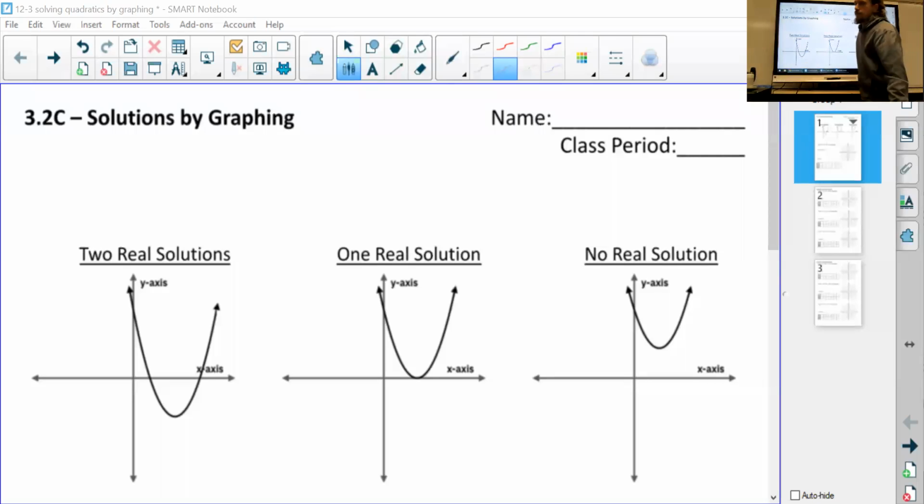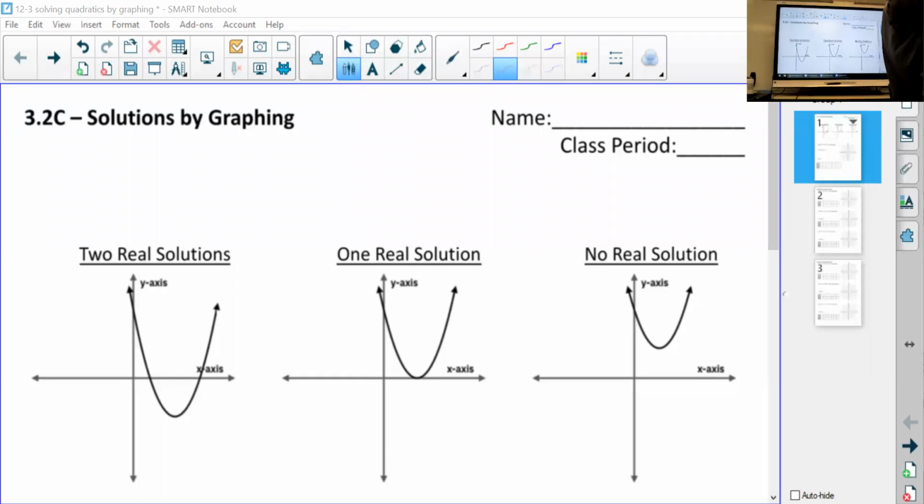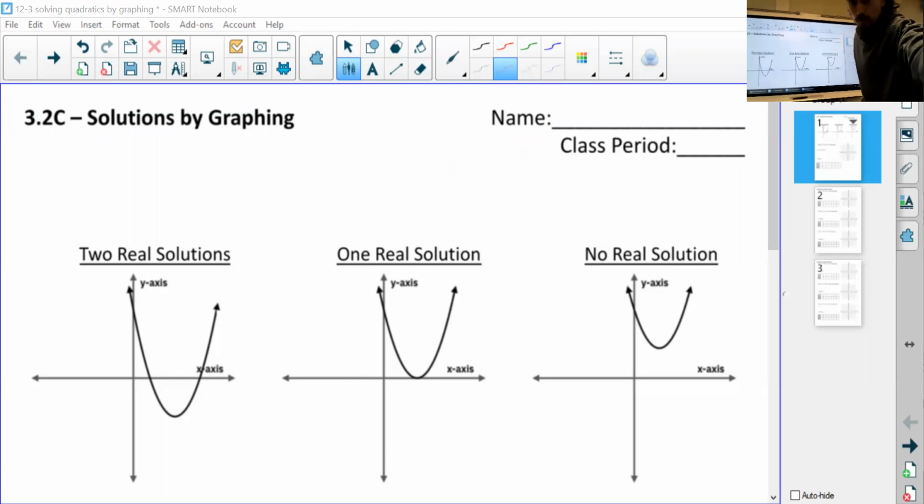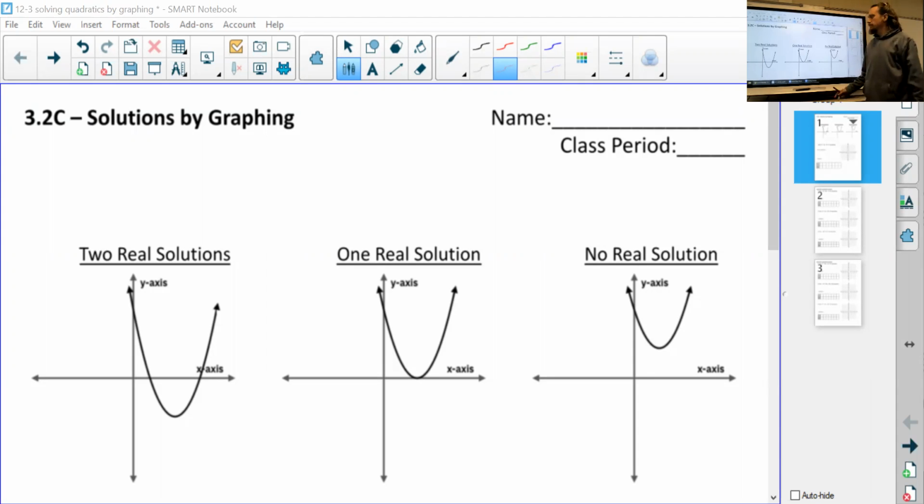Okay. So we're finally getting to it. We're actually going to solve our equations now. Let me fix my camera here. Whoops. All right, so solving.